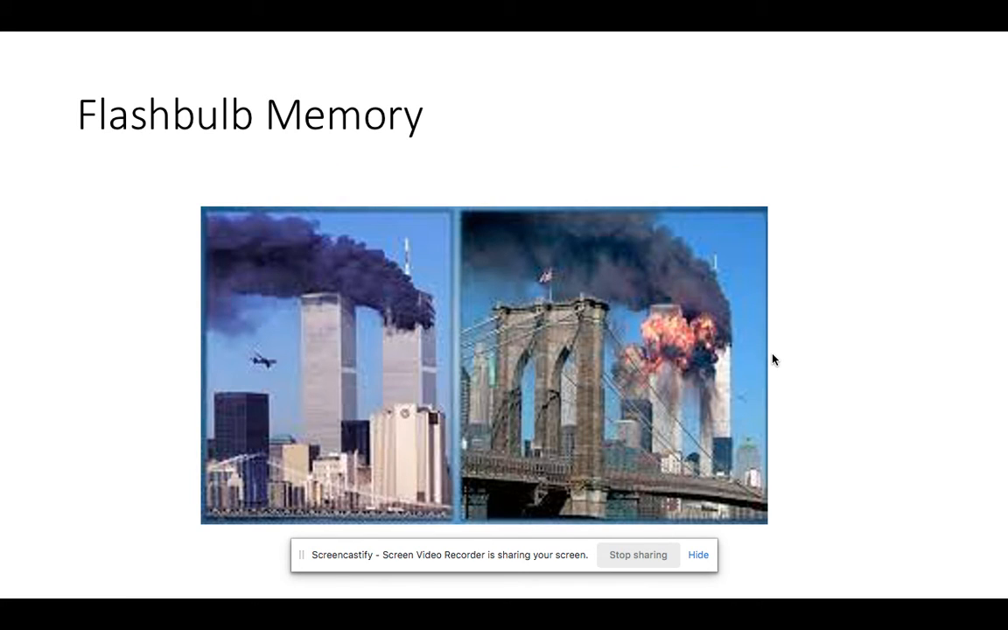Now, a flashbulb memory is for an emotionally charged event. A lot of times with a flashbulb memory, we think of something catastrophic. So, in these pictures, you see examples of 9/11 and the Twin Towers. That's a great example of a flashbulb memory, but this could also be something like the birth of a child or a wedding. It's a very significant, emotionally charged memory for you.